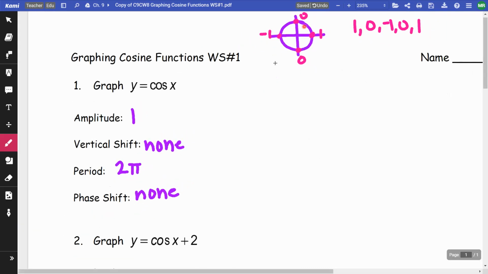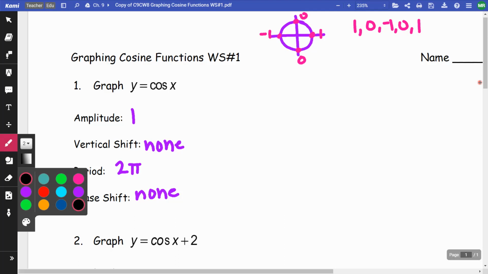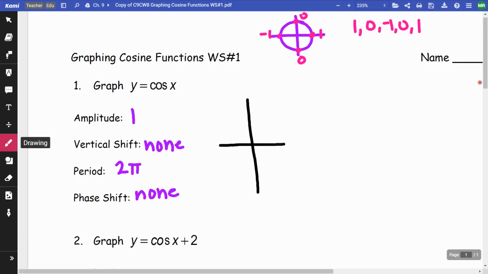So for this, you start at 1, end at 1. I think of it as you're either going to start at the highs or the lows if it's a negative cosine. Your sine, you start at your zeros, okay? But your cosines, you're going to start at your highs or your lows, depending if it's positive or negative. So when I'm graphing this, I have 1, 2, 3, 4, 5. And I'm going to be going up 1, down 1.